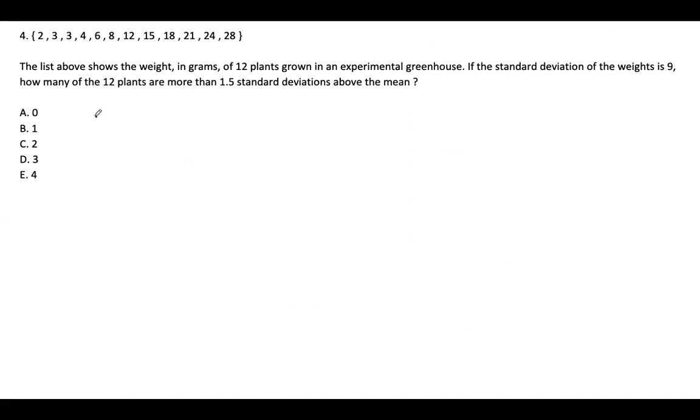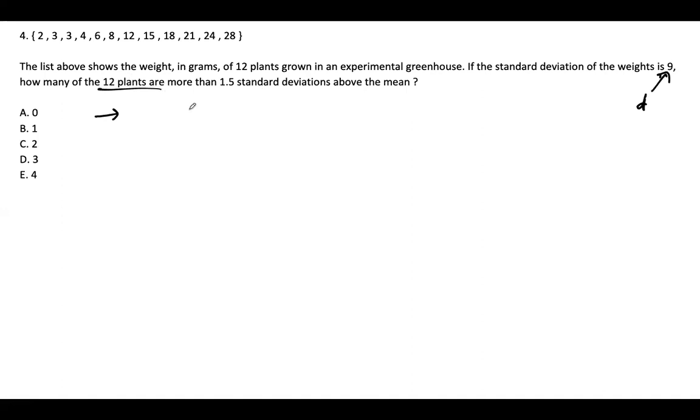Jyotishman, go for this one. The list above shows the weight in grams of 12 plants grown in an experimental greenhouse. The standard deviation of the weights is 9. Okay. The value of D is given, standard deviation 9.